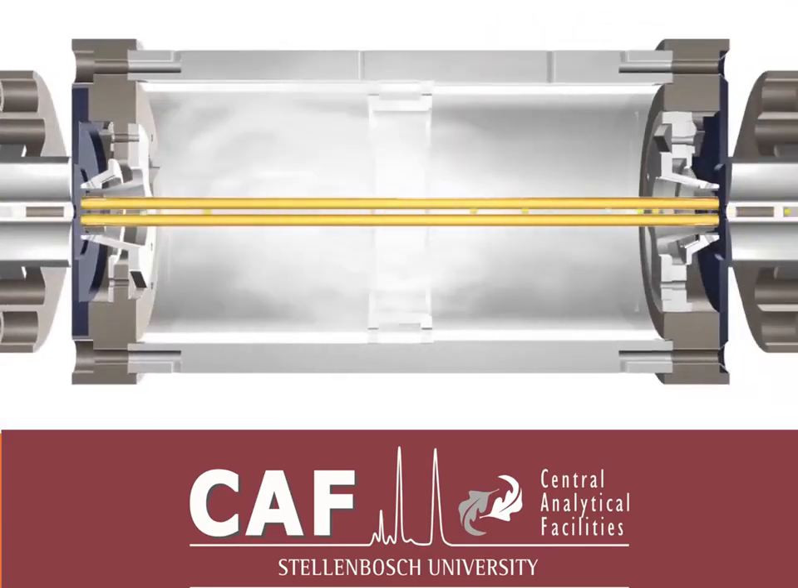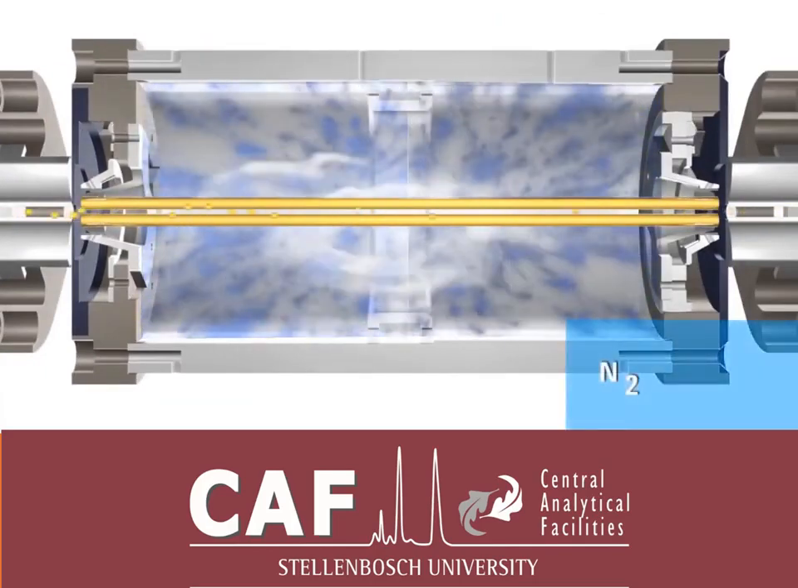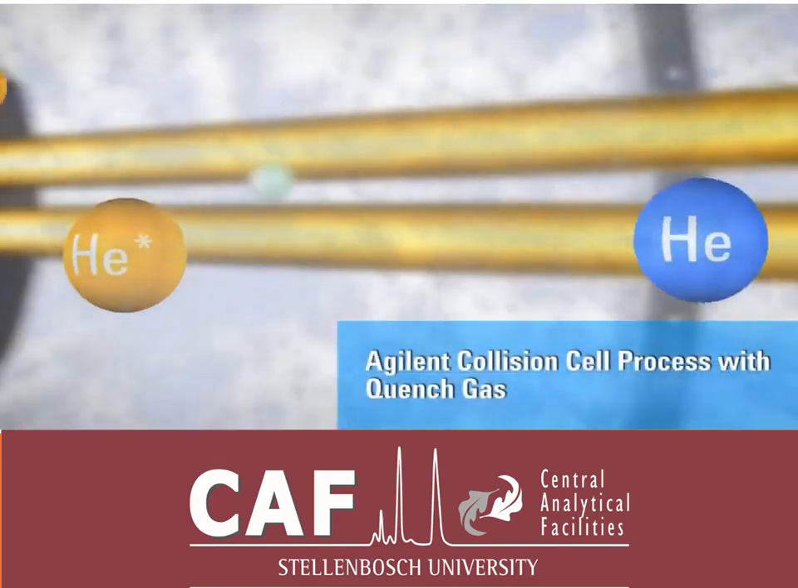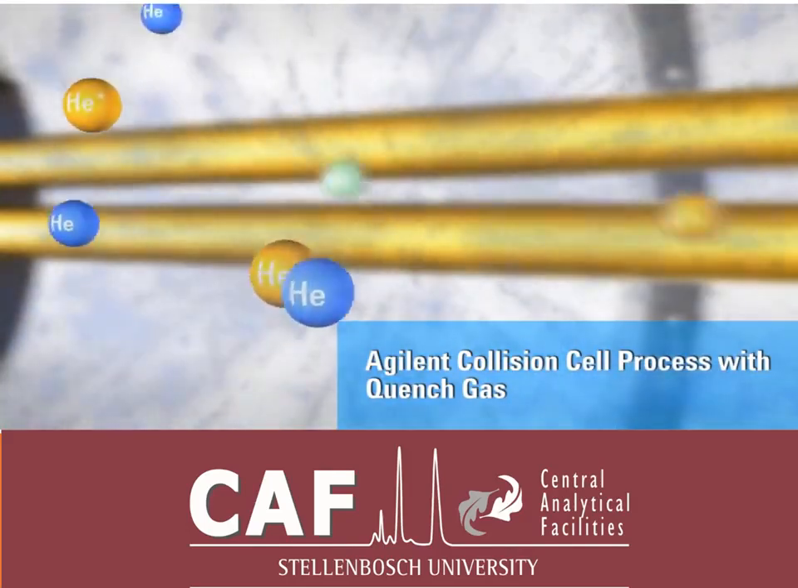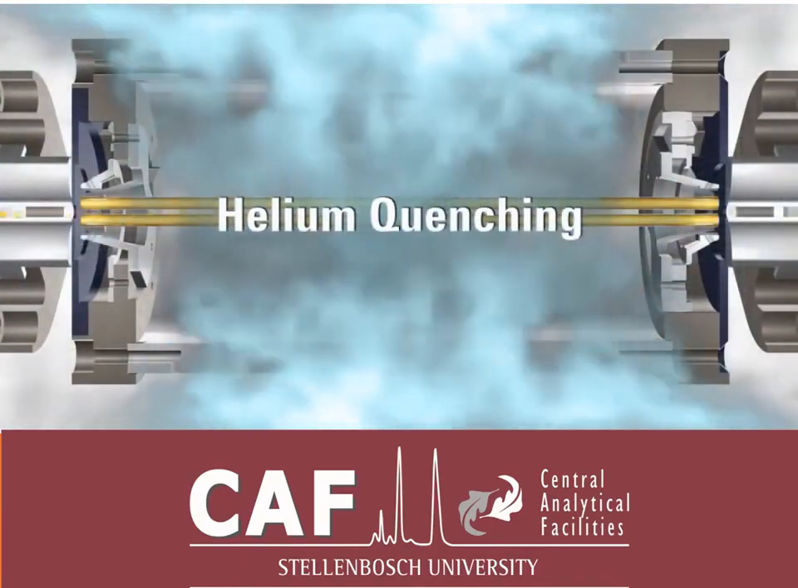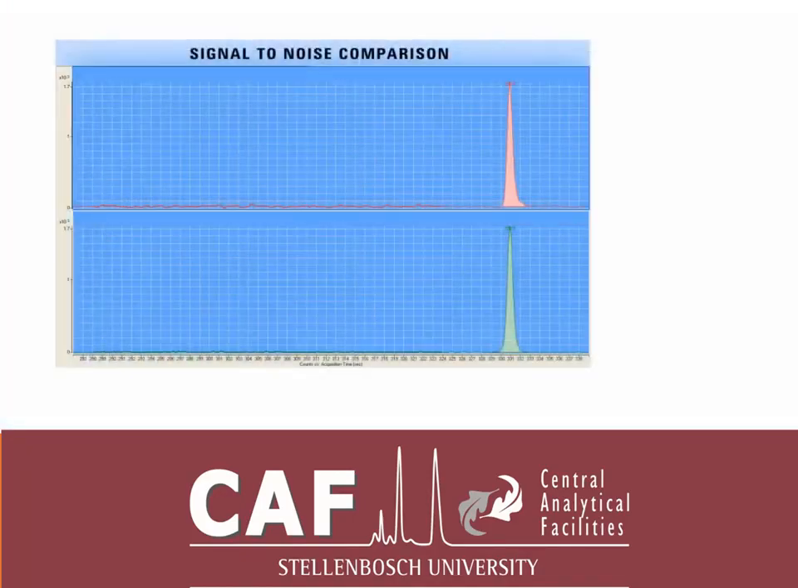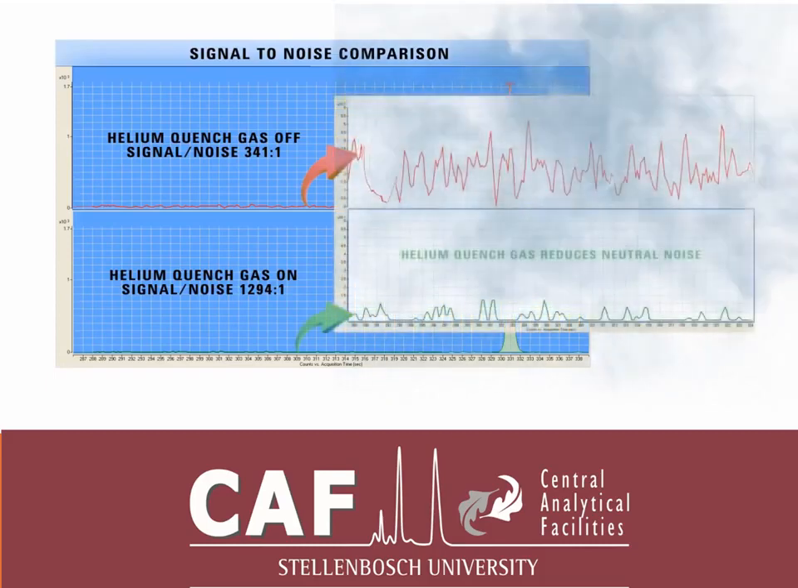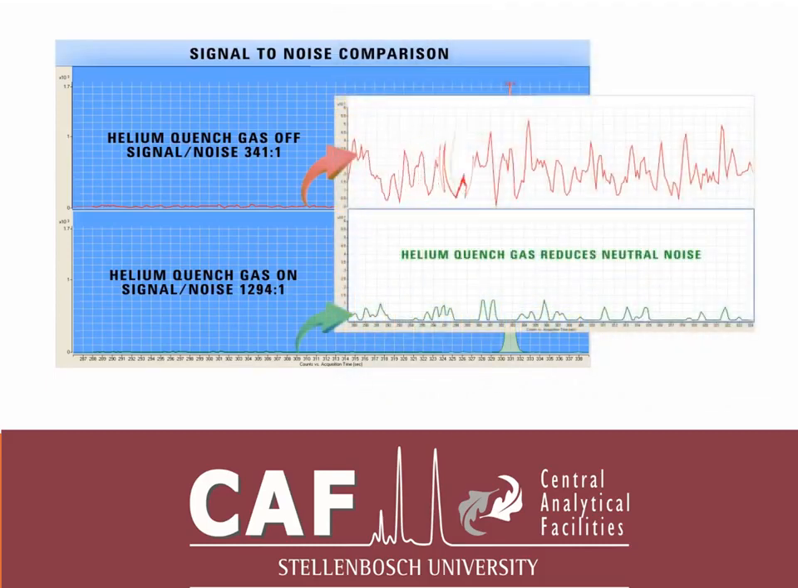During the development of the 7000A, Agilent engineers realized a small flow of helium added to the nitrogen collision gas was a very effective way to reduce the transmission of metastable helium through the collision cell. We call this patent-pending solution helium quenching. A comparison of signal-to-noise ratio with and without helium quenching shows the benefit of this technology. Helium quenching has no effect on product ion signal, but the neutral noise component is reduced by a factor of 4. This technical breakthrough means lower limits of detection and quantitation.